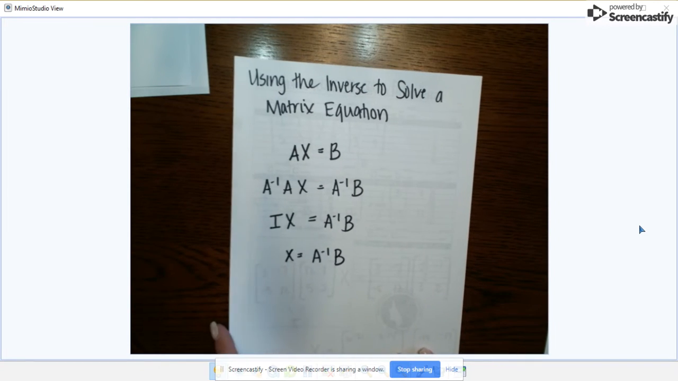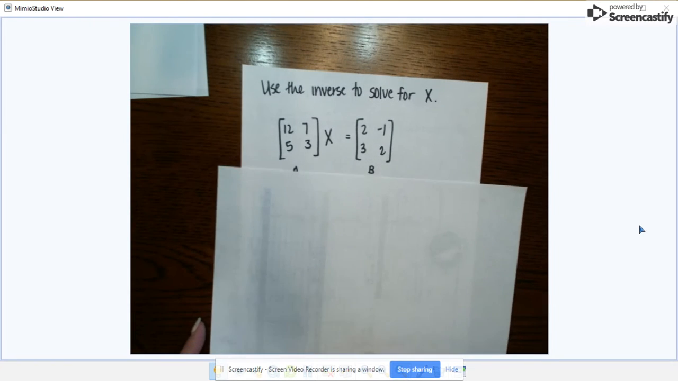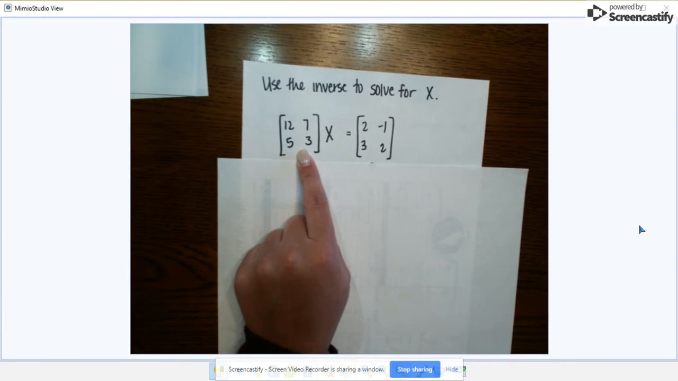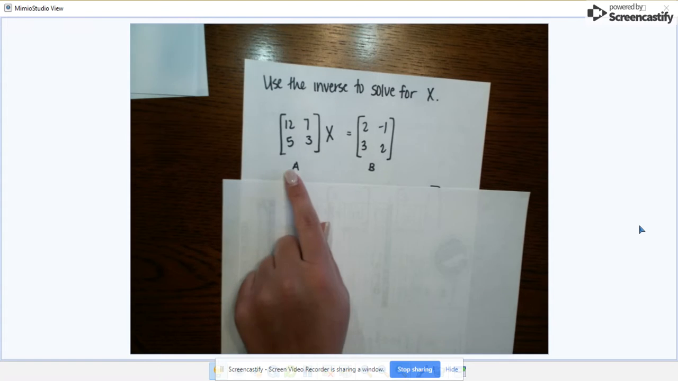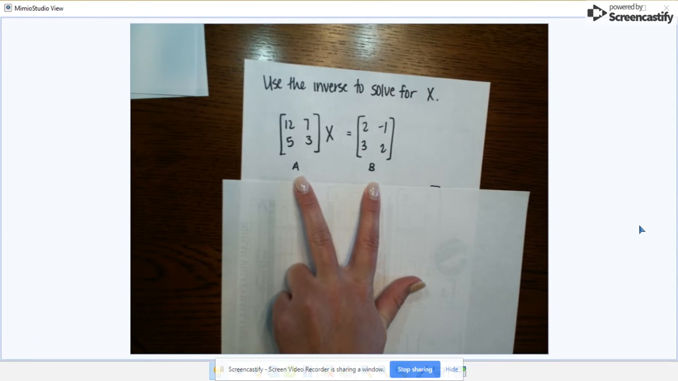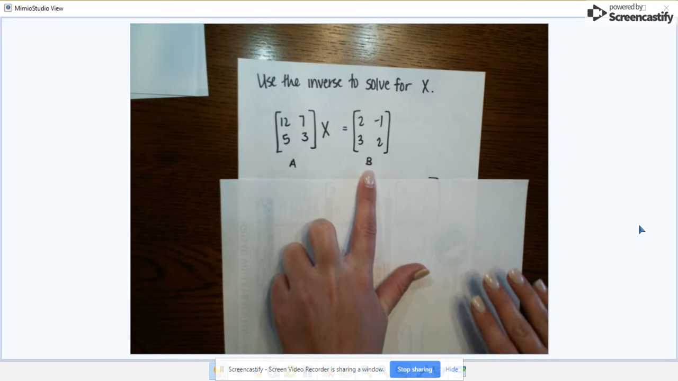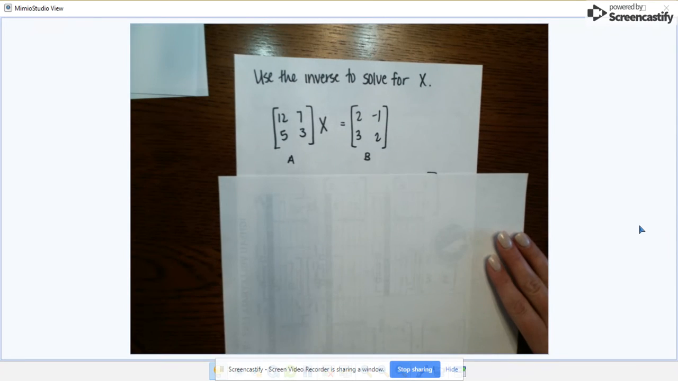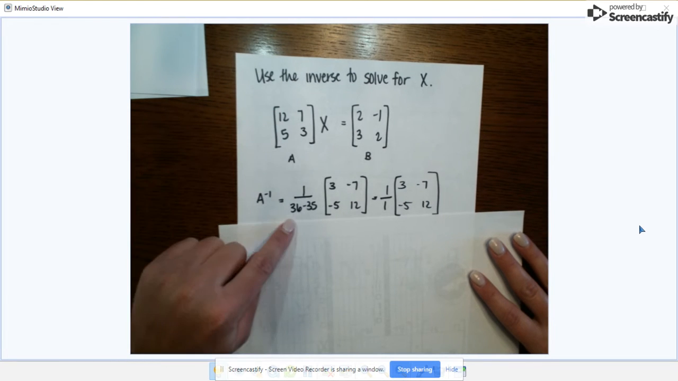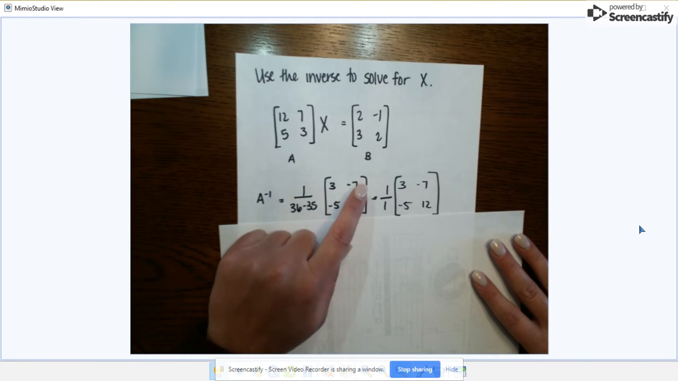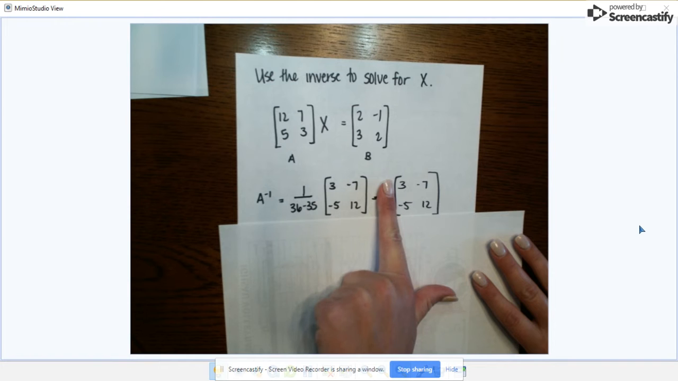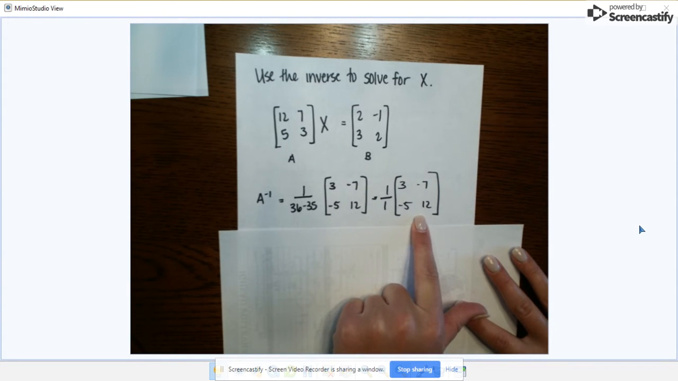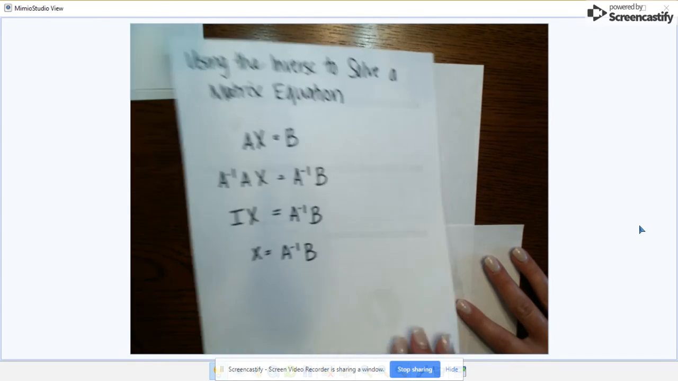So I'm going to model this in an example. Here's our equation. We have this matrix times X equals this second matrix. Well, I'm going to just label for simplicity so you can reference our previous rules. This first matrix is A and the second one is B. So my first goal is to find the inverse of A. Well, I have to find my determinant, so 36 minus 35. Flip those main diagonals, negate the other diagonal. 36 minus 35 is 1, so we got really lucky. Multiplying by 1 doesn't change anything, so 3, negative 7, negative 5, and 12 is our A inverse.